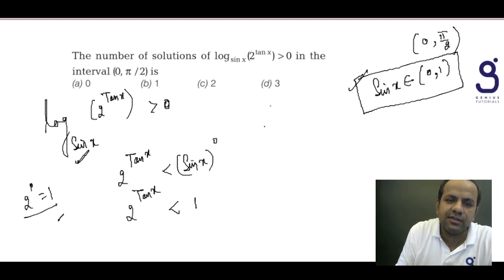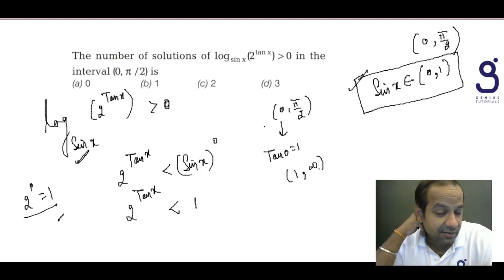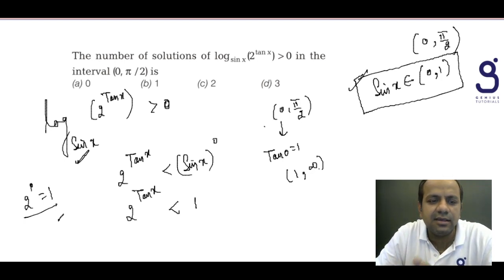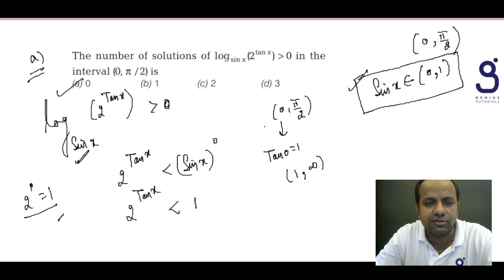We know that within this interval 0 to pi by 2, the minimum value of tan x can be here only, and tan 0 is equal to 1. Otherwise, it will be greater than 1 up to infinity. Okay, it will lie within this interval 1 to infinity. In any case, 2 to the power tan x cannot be less than 1. So we can say no solution will be there. The correct answer is option A for this question. No solution is possible for the question.